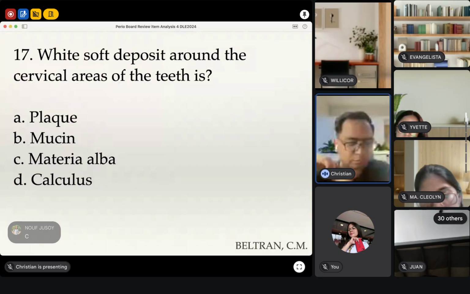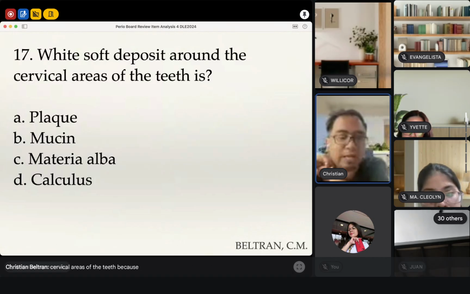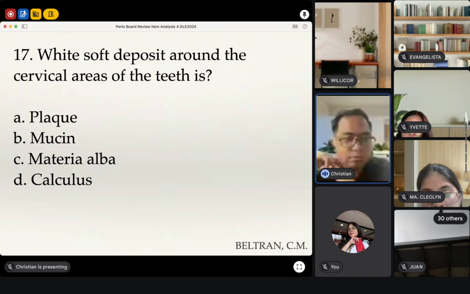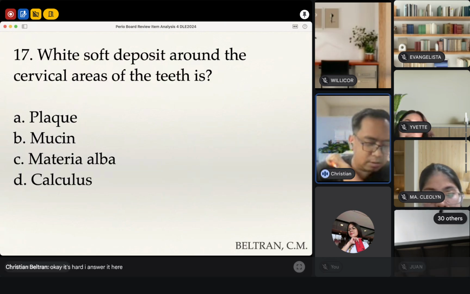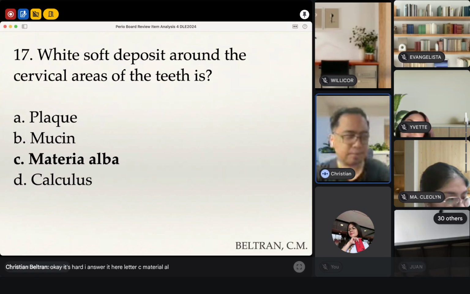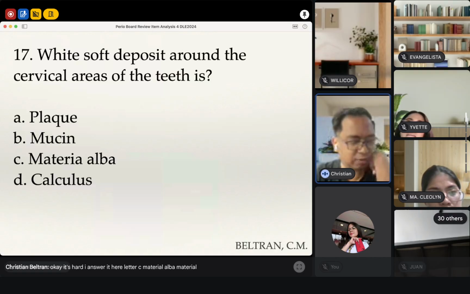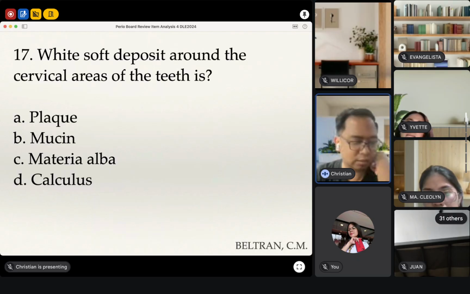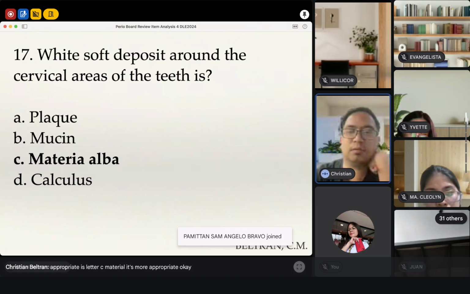Because it's specific, it's confusing. I hope nobody answered D, but somebody is attempting to answer D. So it says there's soft, so it should not be D because calculus is calcified. Okay, it's hard. I answered letter C, materia alba. But A is also possible. However, I think more appropriate is letter C, materia alba. It's more appropriate. Okay?